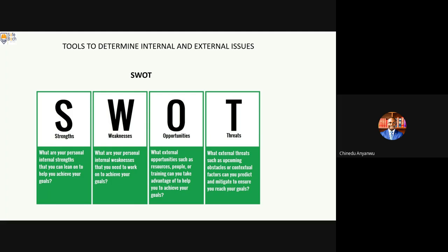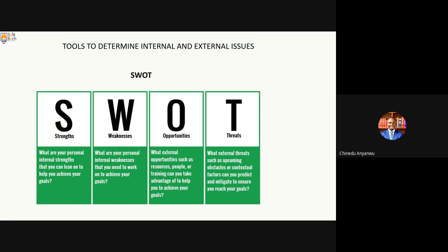So by using a simple SWOT document, you ask yourself as a business, what are my strengths? What are the business strengths? What are those personal business strengths that can help us? What are our weaknesses? What are those personal weaknesses that can affect us? What are our opportunities? What are those external things we can bring in?